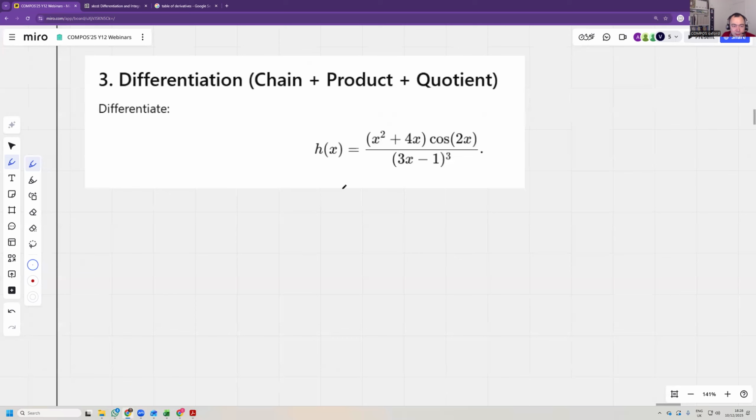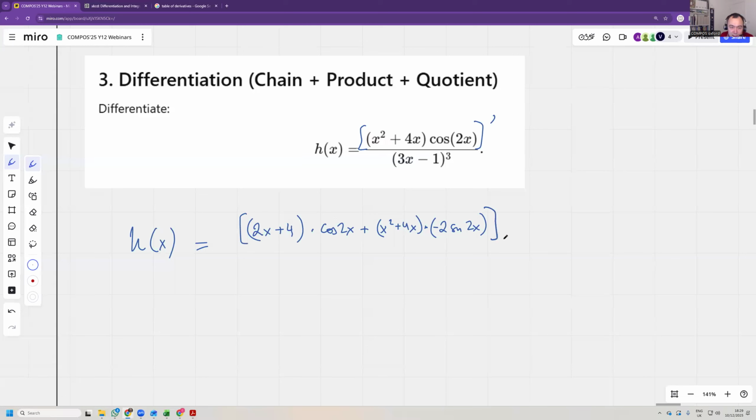We need to differentiate h of x. I'm going to attempt to do it straight away. So I want to differentiate that bit, and that's going to be 2x plus 4. That's the derivative of that, multiplied by cos 2x, plus x squared plus 4x, multiplied by the derivative of cos. The derivative of cos is minus 2 sine 2x.